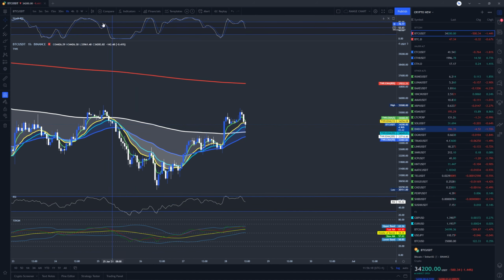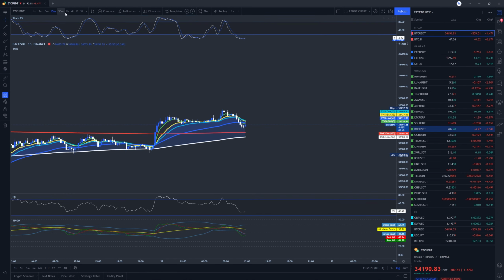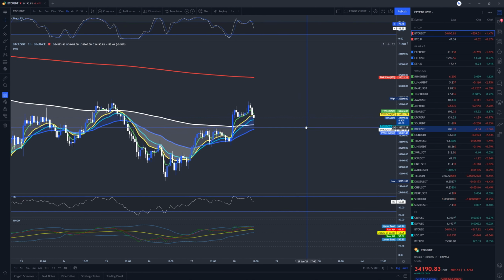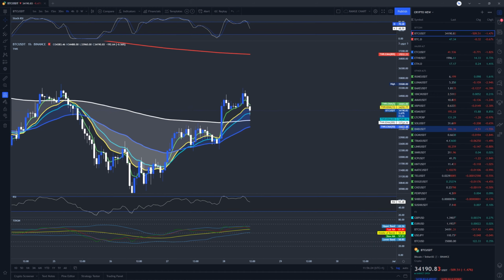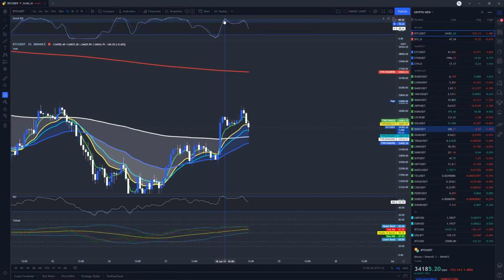So for example, if I'm looking to take a swing trade, I'll go onto the hourly. So again, I will say, hey, on the hourly, the Stochastic RSI was saying that we were overbought up in this region.